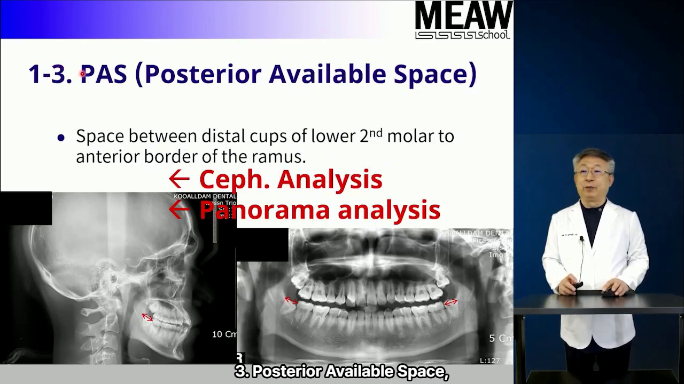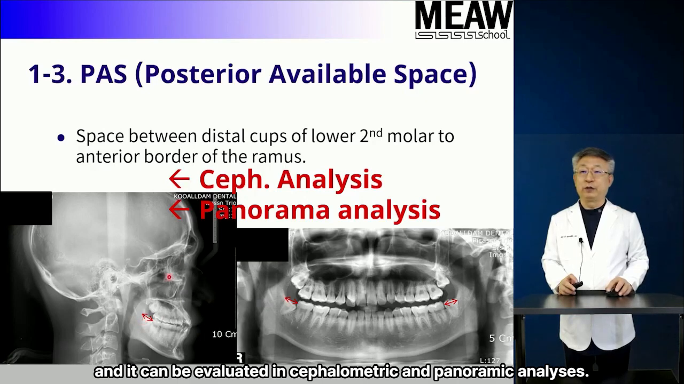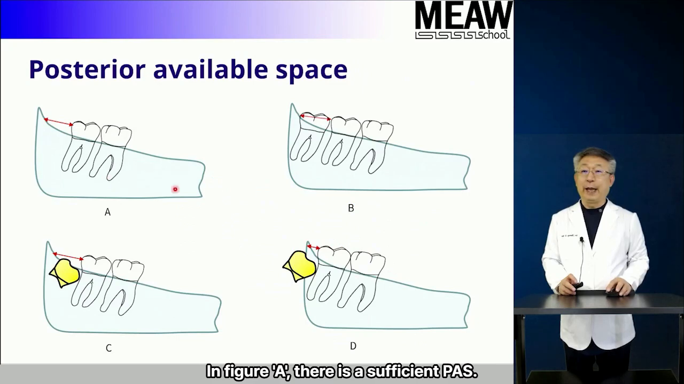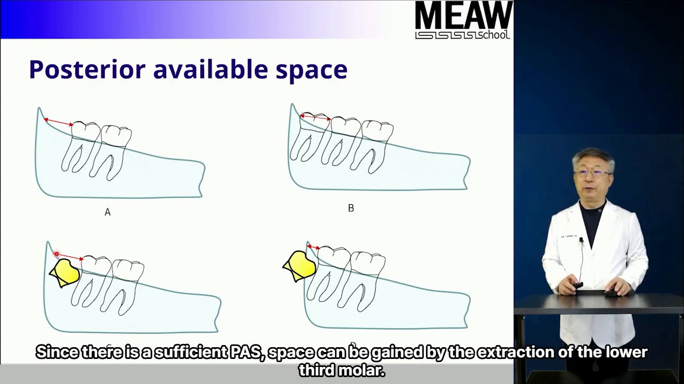3. Posterior available space. PAS is the space between the distal surface of the lower second molar to the anterior border of the ramus, and it can be evaluated in cephalometric and panoramic analyses. In Figure A, there is a sufficient PAS. In Figures B and C, the lower third molar can be either erupted or impacted. Since there is a sufficient PAS, space can be gained by the extraction of the lower third molar.